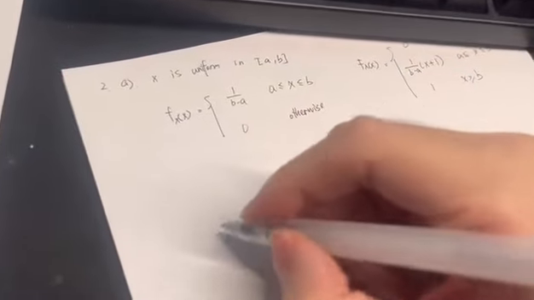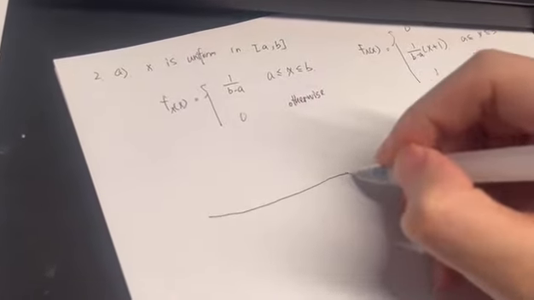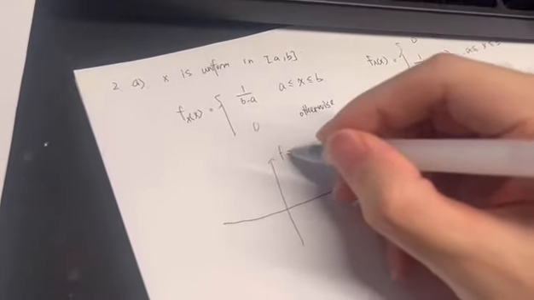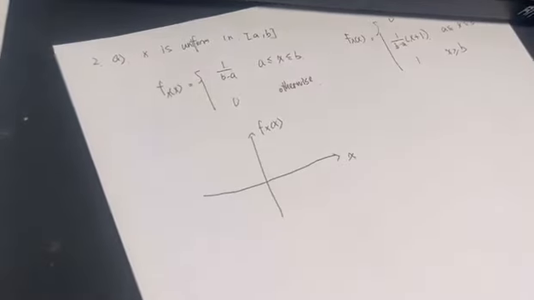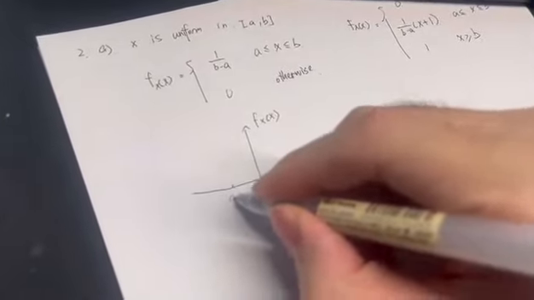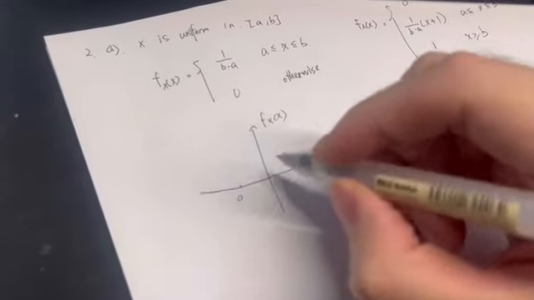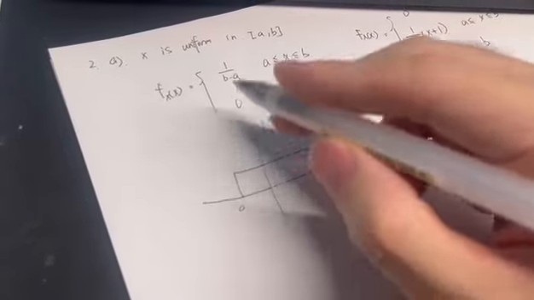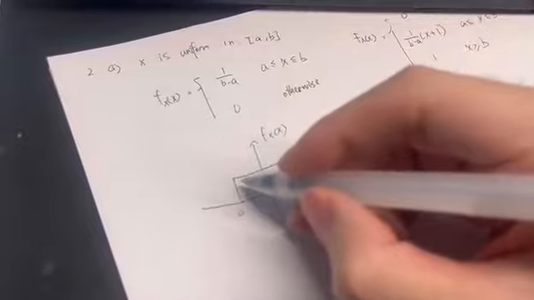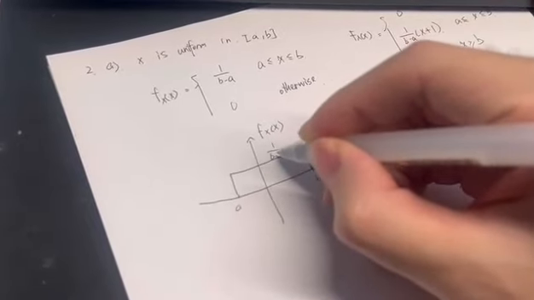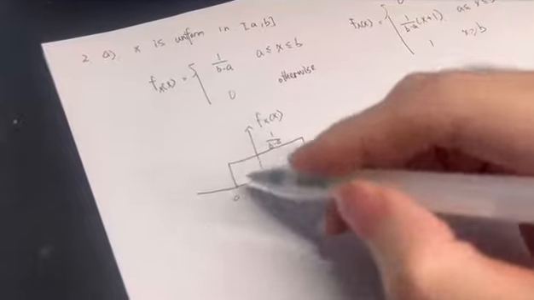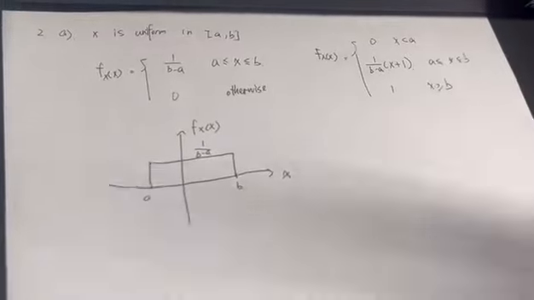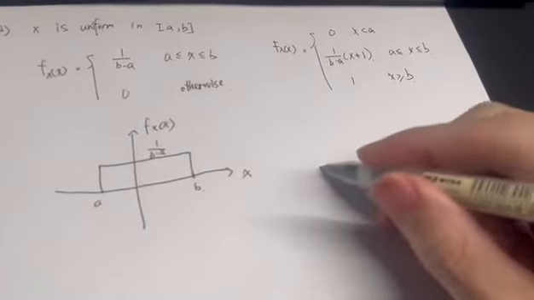So to draw this function, it will look like this. This is X. This is the density function of X. So suppose A is right here, B is right here. Since it's uniform, all the values in this range are equal to 1 divided by (B minus A), and all of this range is 0. So for the CDF, how to draw it? I'm gonna draw it right here.